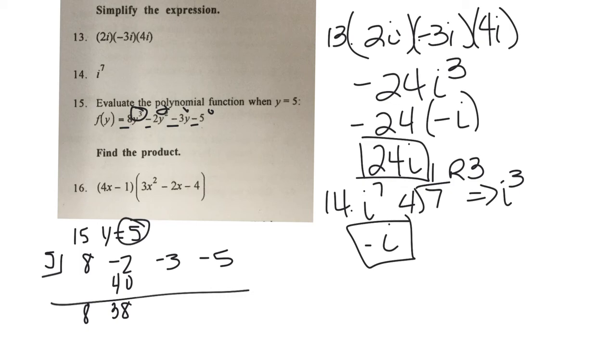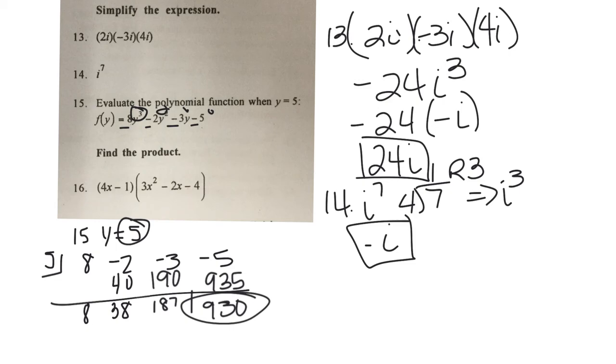190. And 190 minus 3, 187. And 187 times 5 gives me 935. So 930, that's my answer when it's synthetic substitution. And if I were to plug 5 in for each of these terms, I would get the same answer.